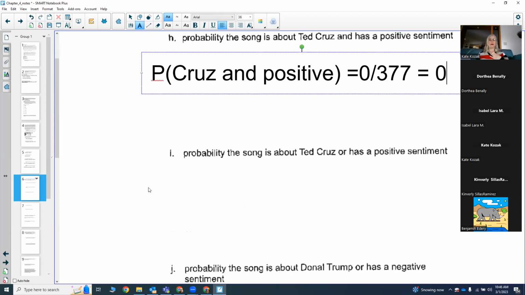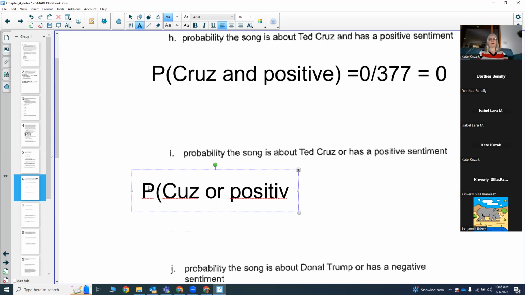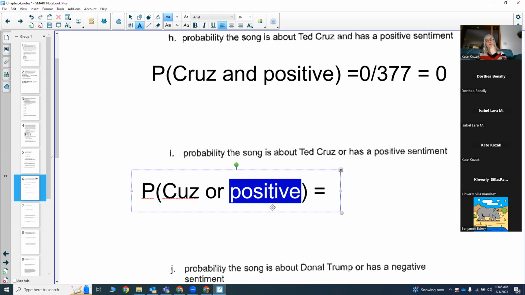All right. So now we're going to do "or." "Or" is a little different than "and." So what does "or" mean in the English language? It's like one or the other. Yeah. So we either want Ted Cruz or we want positive or both, right? We could be both too. But we either want Ted Cruz or positive. Whereas "and" means both have to happen, "or" means it's one or the other.